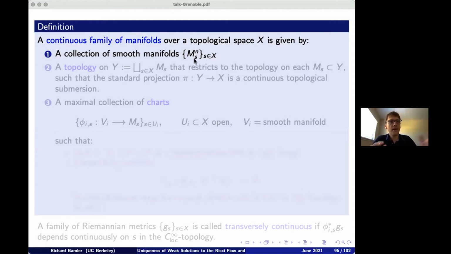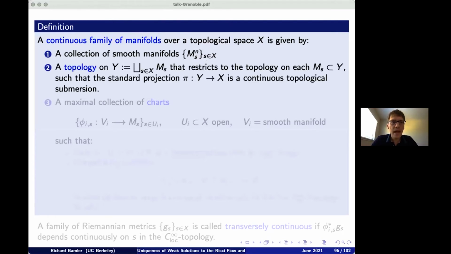So these could be like the singular Ricci flows. These could be completely different manifolds. They may have nothing to do with one another. And then I'm going to fix some extra data. I'm going to fix a topology on the disjoint union of all these manifolds. I'll denote that total space Y. So I'll fix this topology such that it restricts to the topology on every fiber M_S, and I require that the standard projection should be a continuous topological submersion. So here's some of the submersion idea that comes back in.